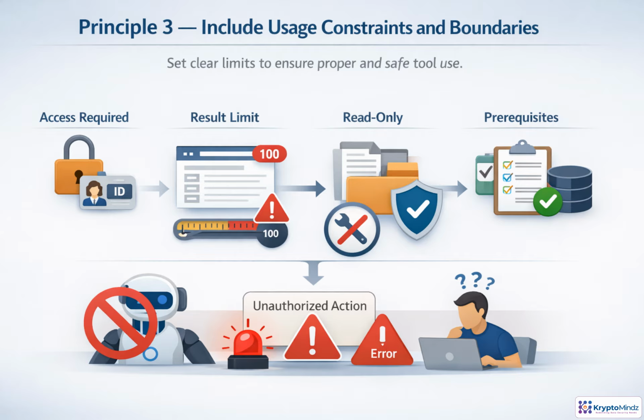Clear boundaries are what keep a well-described tool from being misused. Tell the AI when the tool is allowed, what access is required, what inputs must already be known, and what limits apply. Make side effects explicit too. Is the tool read-only? Does it change data? Or could it perform an administrative or destructive action? These constraints help the client choose safely, avoid unauthorized calls, and set the right user expectations. In production, boundaries are not extra documentation. They are part of the contract.